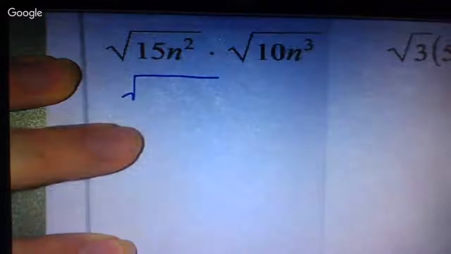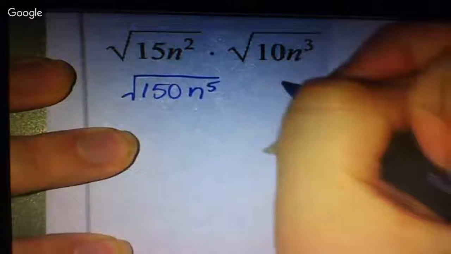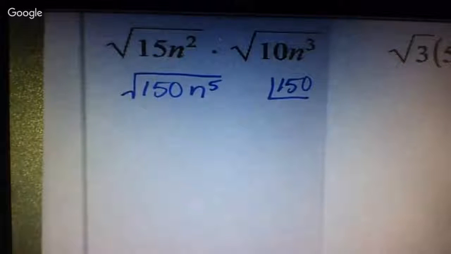Square roots. What goes underneath the square root? 150, n to the 5th. Remember, when you multiply, you add your exponents. That's one of our cardinal rules. I need to break down 150. 5. That leaves me with 30.